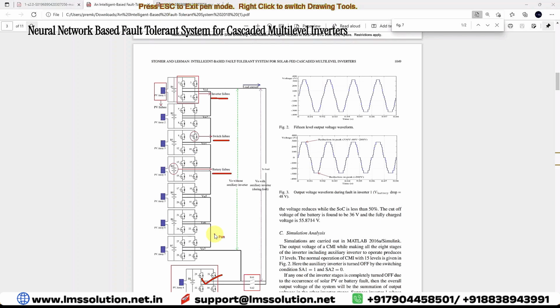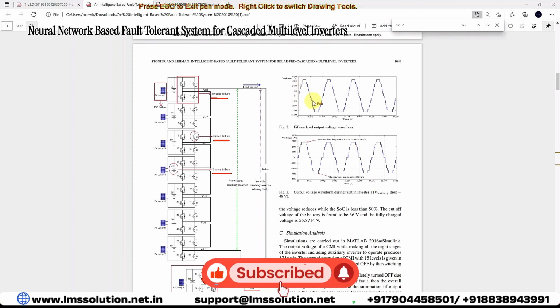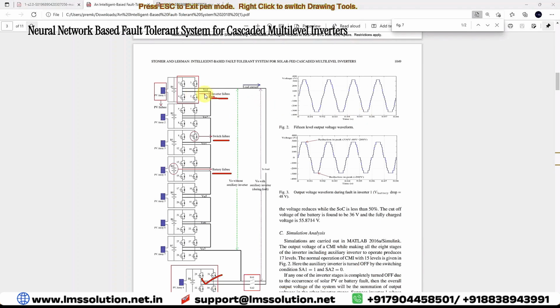So after the fault occurs, the neural network detects the fault. After fault detection, we include this auxiliary inverter in the system in order to make a continuous power supply to the load. You can see that this is a 15 level output during normal operation. When any fault occurs in the multi-level inverter, like inverter failure or switch failure, the level is reduced in the output voltage. This creates a problem on the load side. We need to provide 1 per unit voltage to the load always. For that only, we use this fault tolerant system with the auxiliary multi-level inverter.